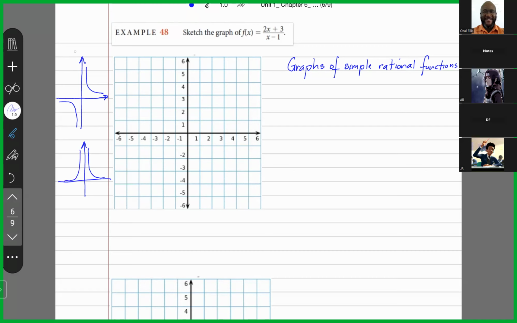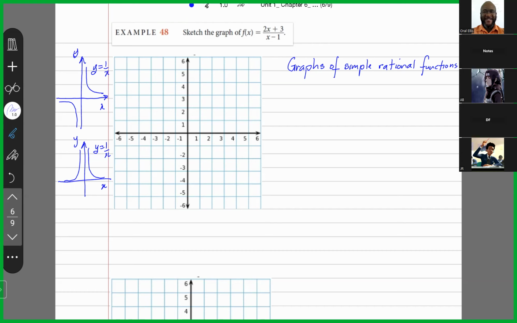All right, so this is the y-axis, the x-axis, y is equal to 1 over x, and this is y is equal to 1 over x squared. For both graphs, the x-axis and the y-axis are horizontal asymptotes and vertical asymptotes, respectively. So example 48 is asking us to sketch the graph of f of x is equal to 2x plus 3 over x minus 1.